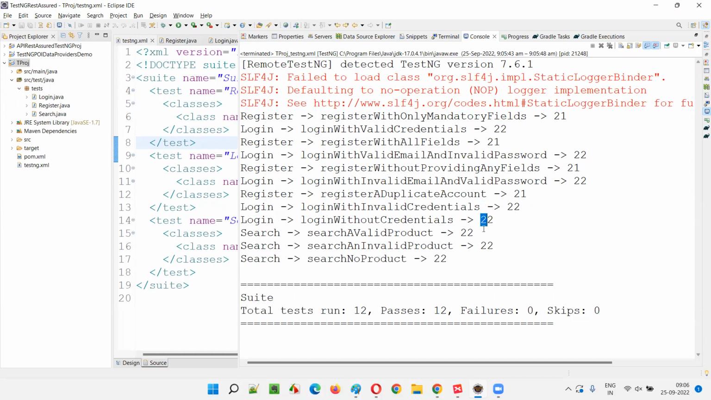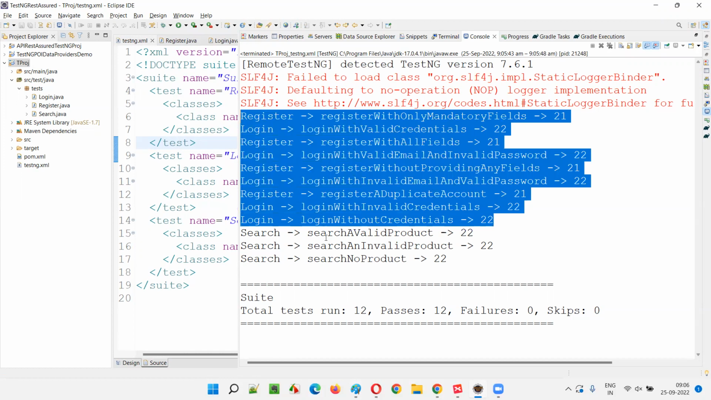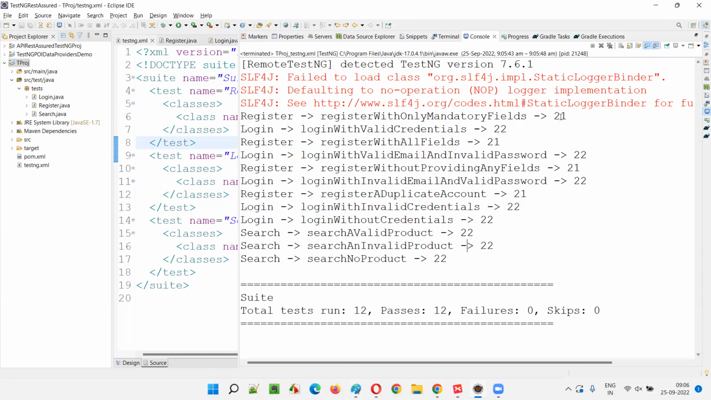After login and register are completed here, which of the threads becomes free first? You see here, login has become free first. So what happened was, the login thread has become free first.